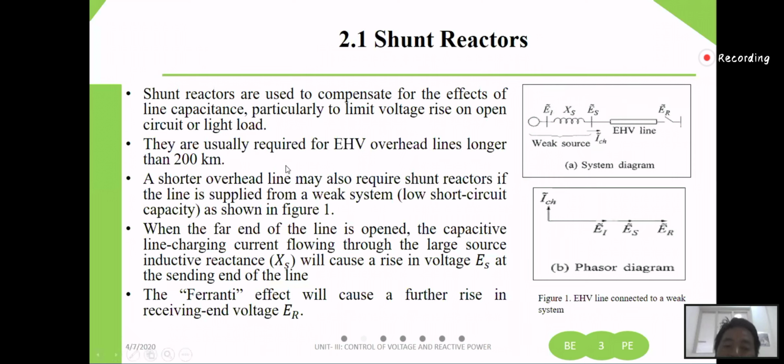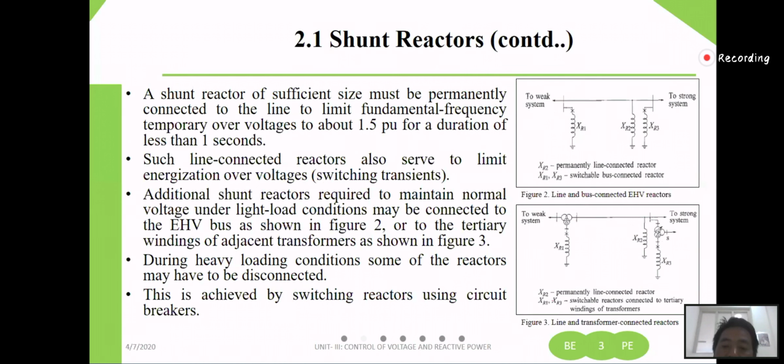How? Normally this situation will occur when there is more line capacitance, right? If there is more line capacitance, then the receiving end voltage is greater than the sending end voltage. To control it, we have to use a shunt reactor. Now, for the shunt reactor, there are two ways which we can connect it, for a weak system and for a strong system.